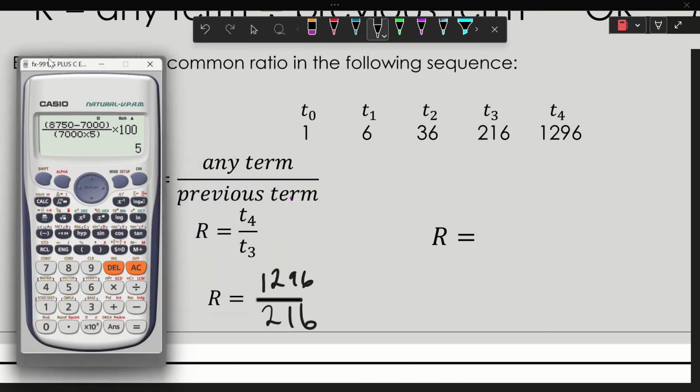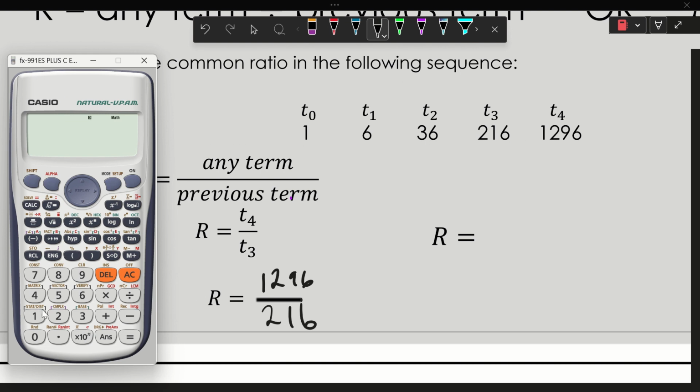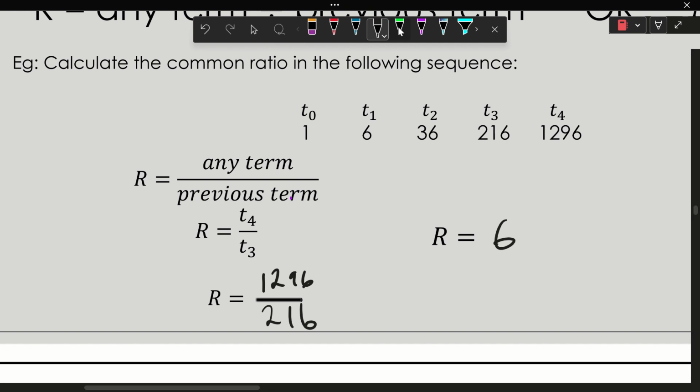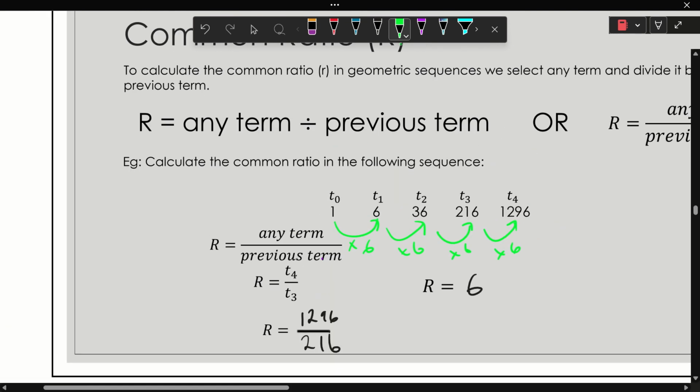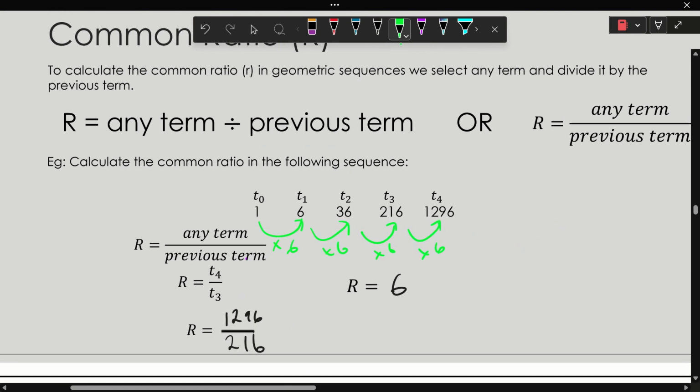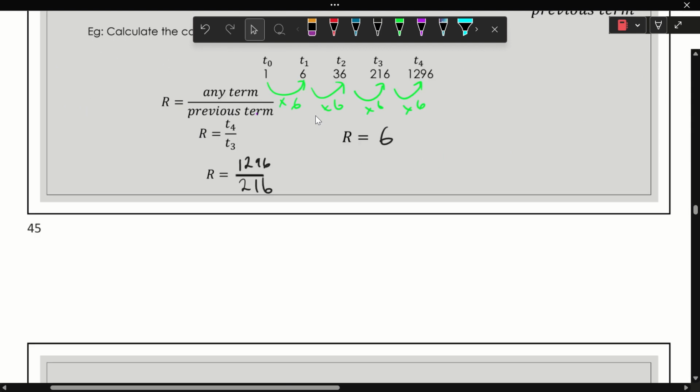So again, it's the same as, or very similar to finding your common difference. It's just instead of minus, it's division. So 1296 divided by 216 gives us a common ratio of 6. So that means to go from one number to the next, you're multiplying by 6. Okay, times 6, times 6, and then times 6. Okay, that's all the common ratio is. It's pretty much the same concept. It's just multiplication now. So just understand how to get the common ratio when you're doing geometric sequences.